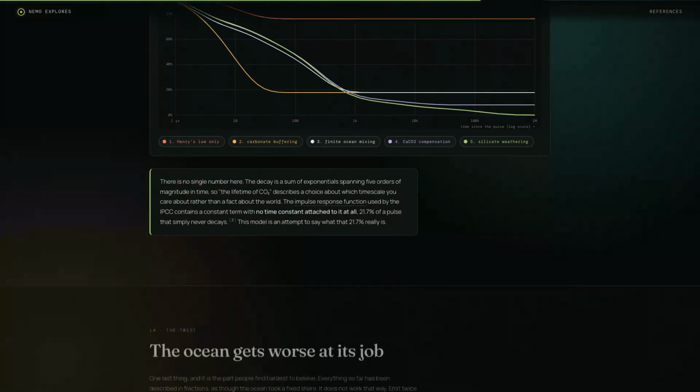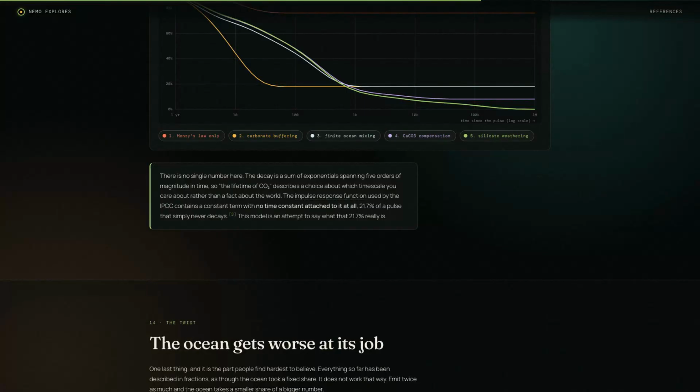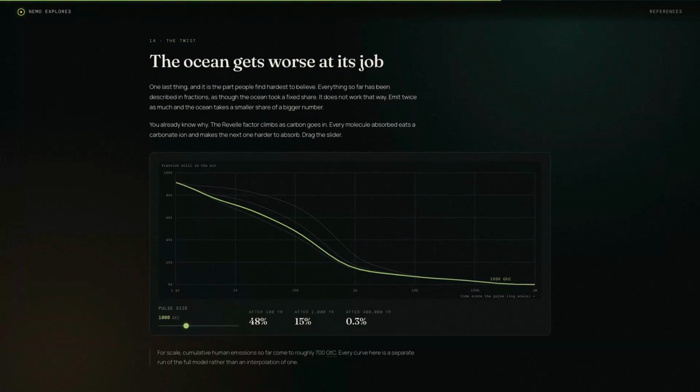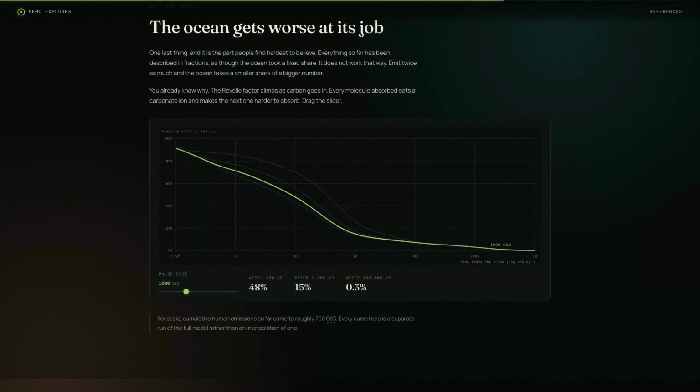There is no single number in this picture. The lifetime of carbon dioxide is a choice about which timescale you care about. One more thing, and it is the part people find hardest to believe.